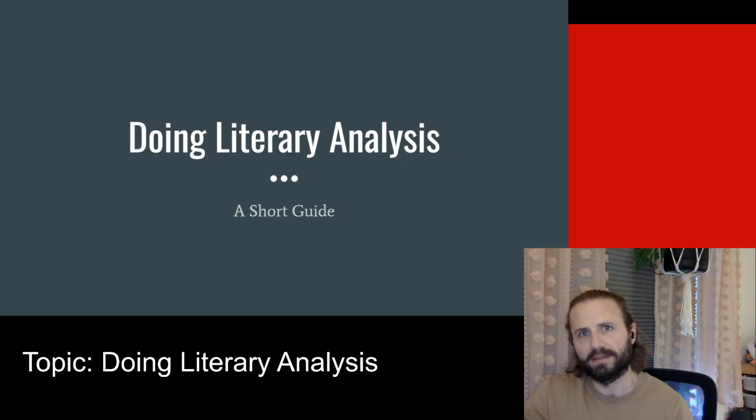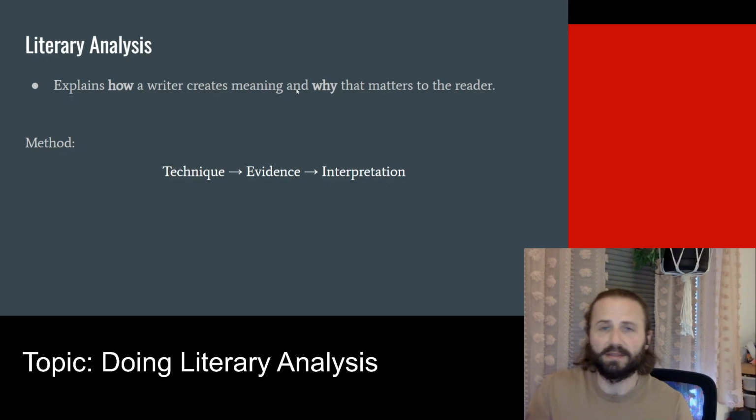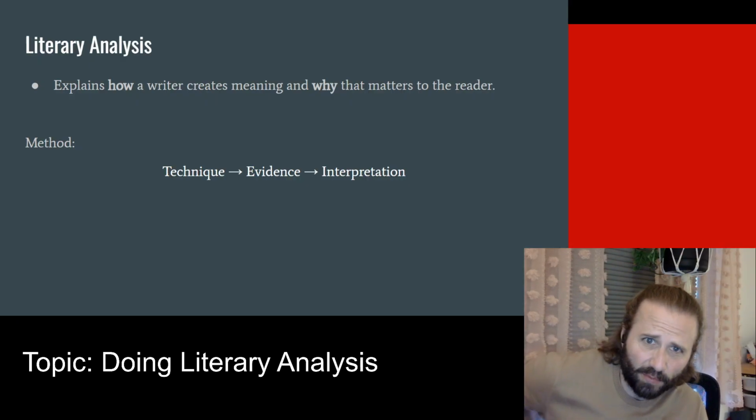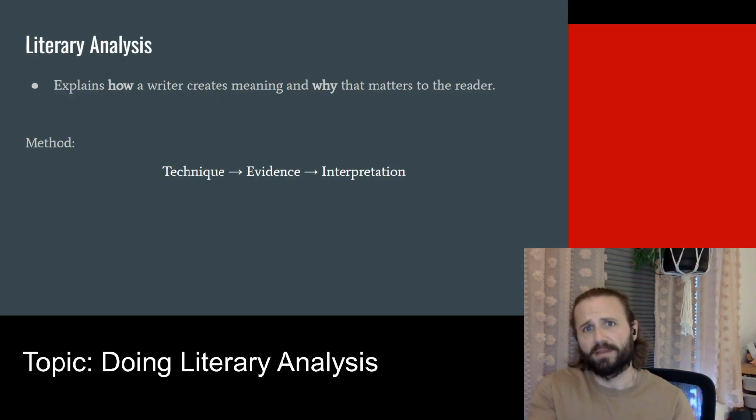According to literary analysis, then, every strong piece of analysis does three things. It identifies a technique, it uses evidence from the text, and explains the interpretation or effect. In short, the formula, as I mentioned on the screen here, is the method: technique, evidence, interpretation.